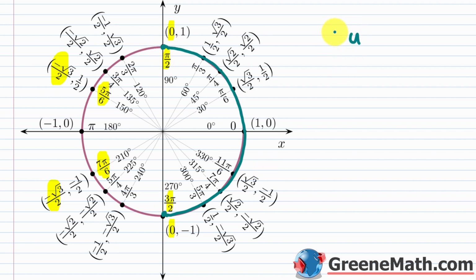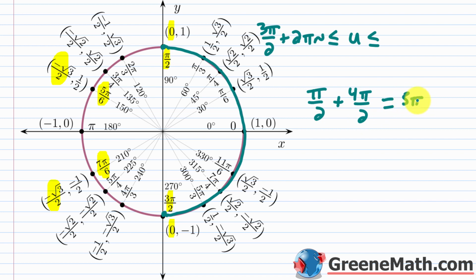So remember, this is in terms of u. So let me write u is greater than or equal to 3 pi over 2 plus 2 pi n, and it's less than or equal to, again, instead of this being pi over 2, you go pi over 2 plus 4 pi over 2. So that's 5 pi over 2. So let's put 5 pi over 2 plus 2 pi n. Okay, let me get rid of this.